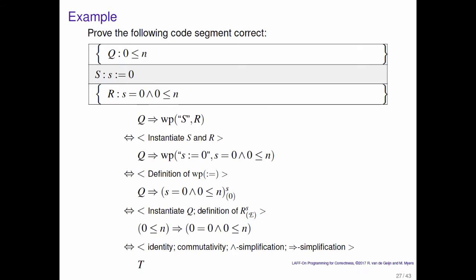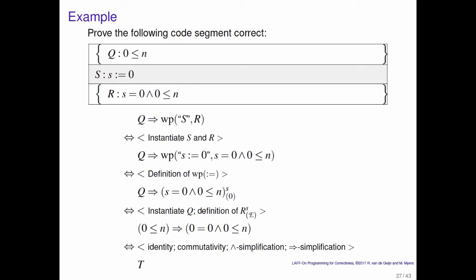Where does that come from? Well, we go into the details in the next slide, but let's start here. 0 equals 0 is an identity, so that's true. You can then apply and simplification, but for and simplification we really want true to be on the right of the and operator. So for that we apply commutativity. Once we do that, we can apply and simplification. At that point we end up with 0 is less than or equal to n implies 0 is less than or equal to n, and that of course is true.